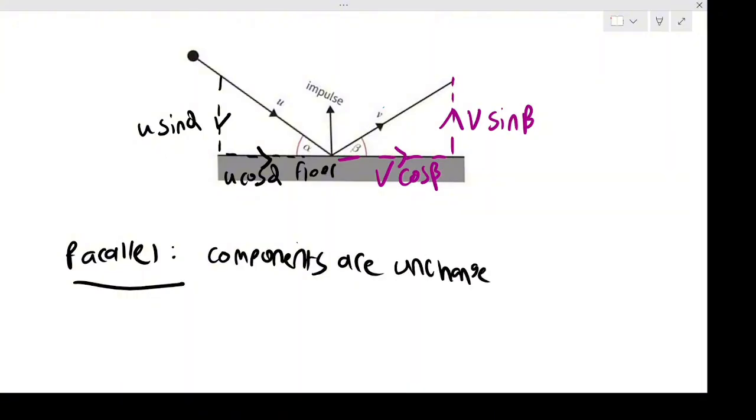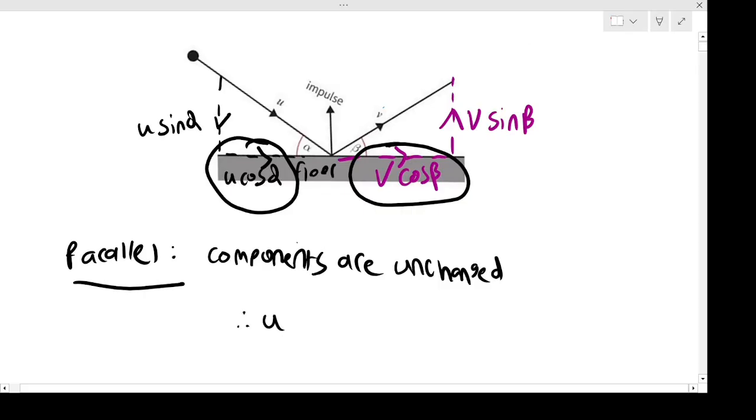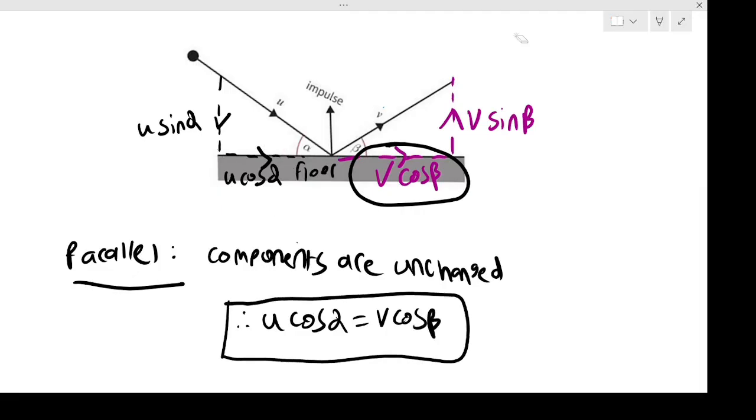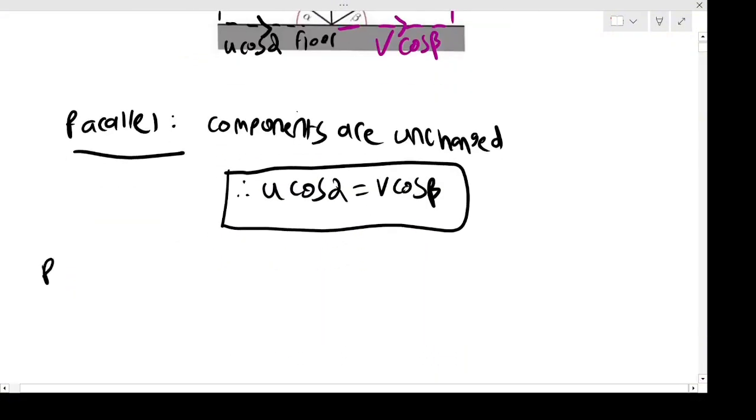Which means, what do I mean by that? Well, if that's my parallel component, u cos alpha before the collision, and this is my parallel component after the collision, they're unchanged, so they're still equal. Which means we can say that u cos alpha is going to be v cos beta, okay? And that's one equation we can use. So the idea is that the parallel parts, that's across the floor, are the same before and after, okay? What about perpendicular?